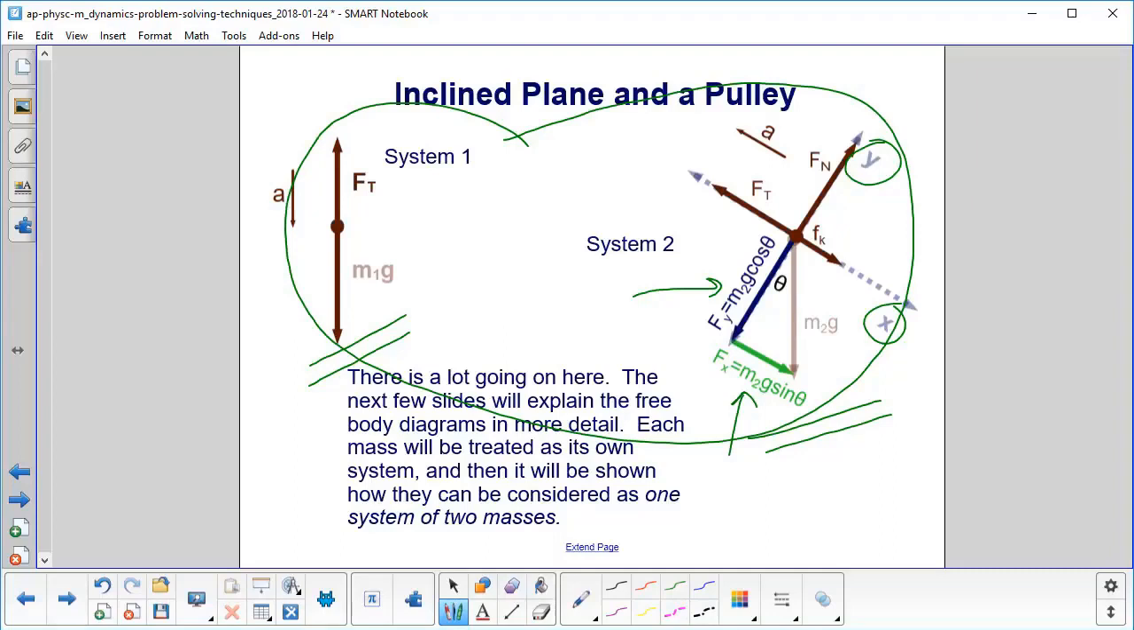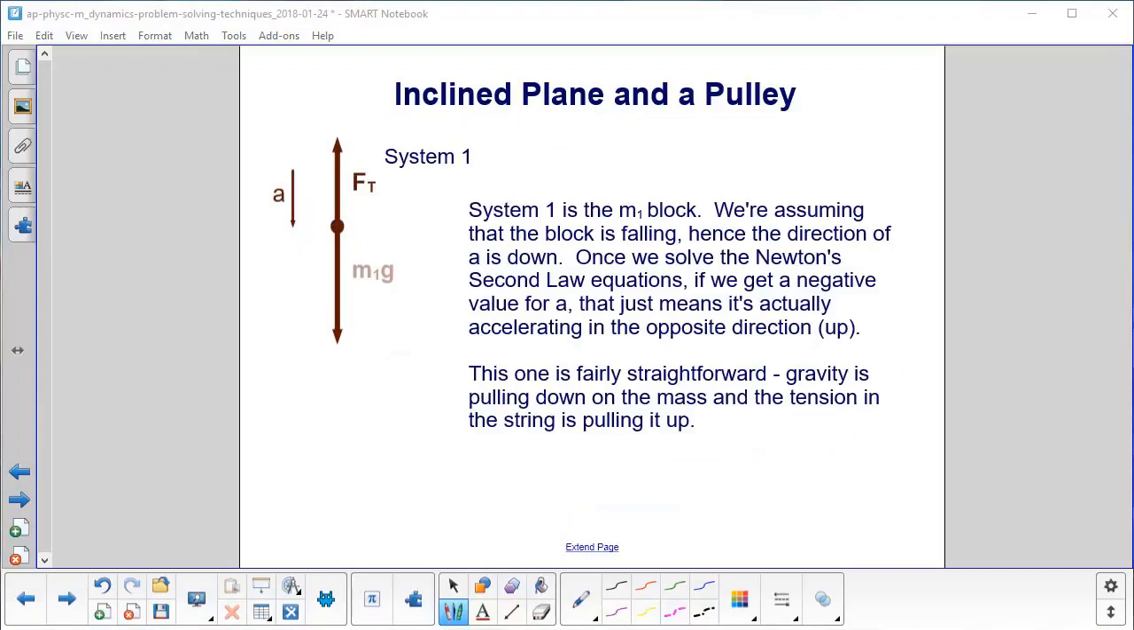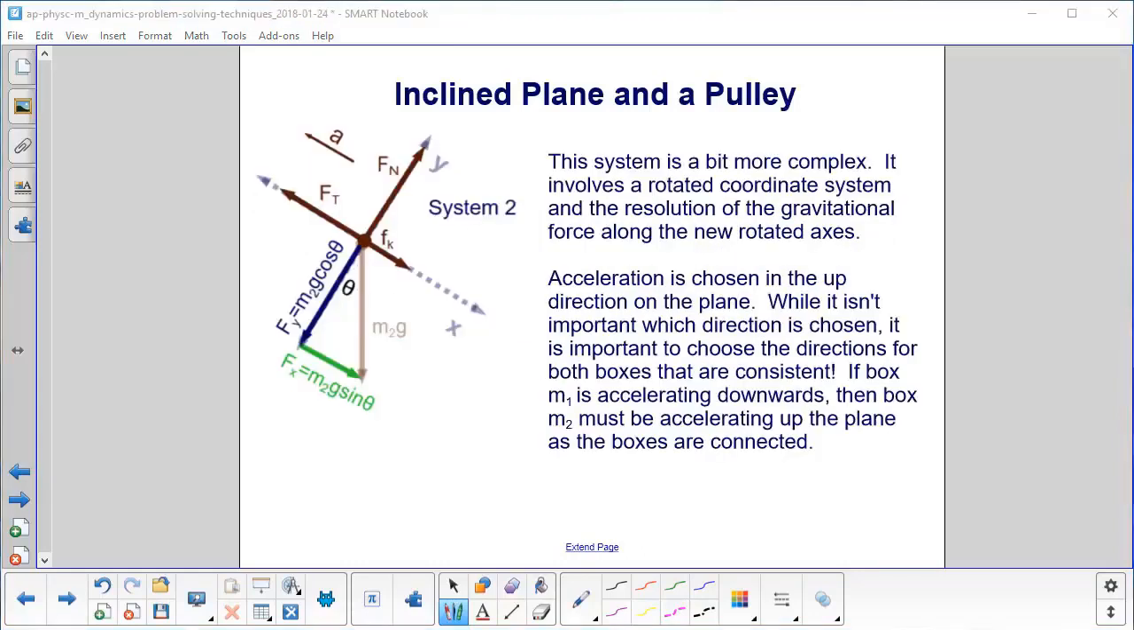System 1 is the M1 block. We're assuming that the block is falling, hence the direction of acceleration is down. Once we solve the Newton's second law equations, if we get a negative value for a, that just means it's accelerating in this direction. This one's pretty straightforward: gravity pulling down on the mass, and the tension in the string pulling it up. This system is a little more complex.